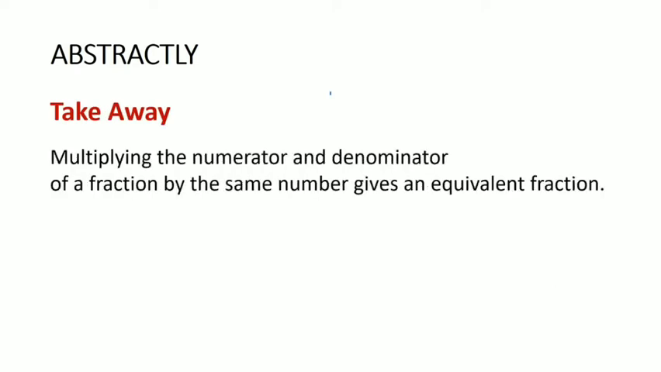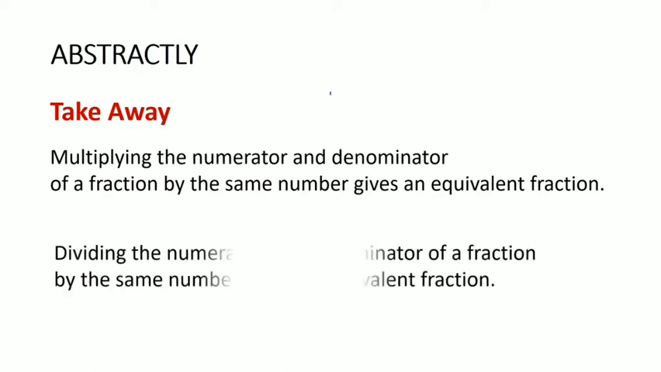Now what's the takeaway? Multiplying the numerator and the denominator of a fraction by the same number gives an equivalent fraction. Secondly, when we divide the numerator and the denominator of a fraction by the same number, it gives us an equivalent fraction.